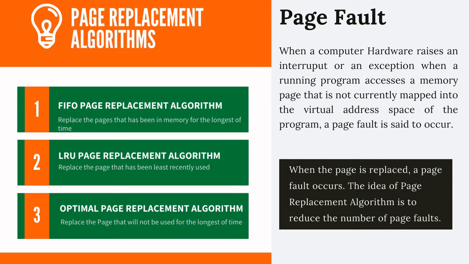What is a page fault? When a computer hardware raises an interrupt or an exception when a running program accesses a memory page that is not currently mapped into the virtual address space of the program, a page fault is said to occur. When the page is replaced, a page fault occurs.